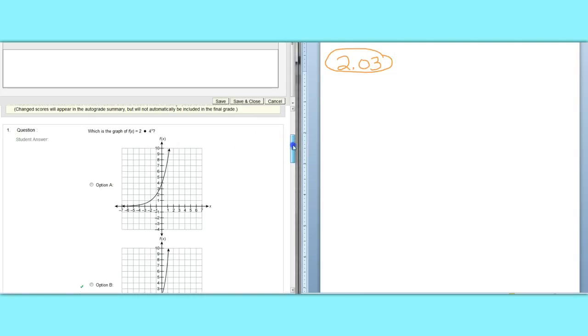Okay, so this is for quiz 2.03 for Algebra 2. Alright, so for this first question over here, it says, which is the graph of 2 times 4 raised to the x power?